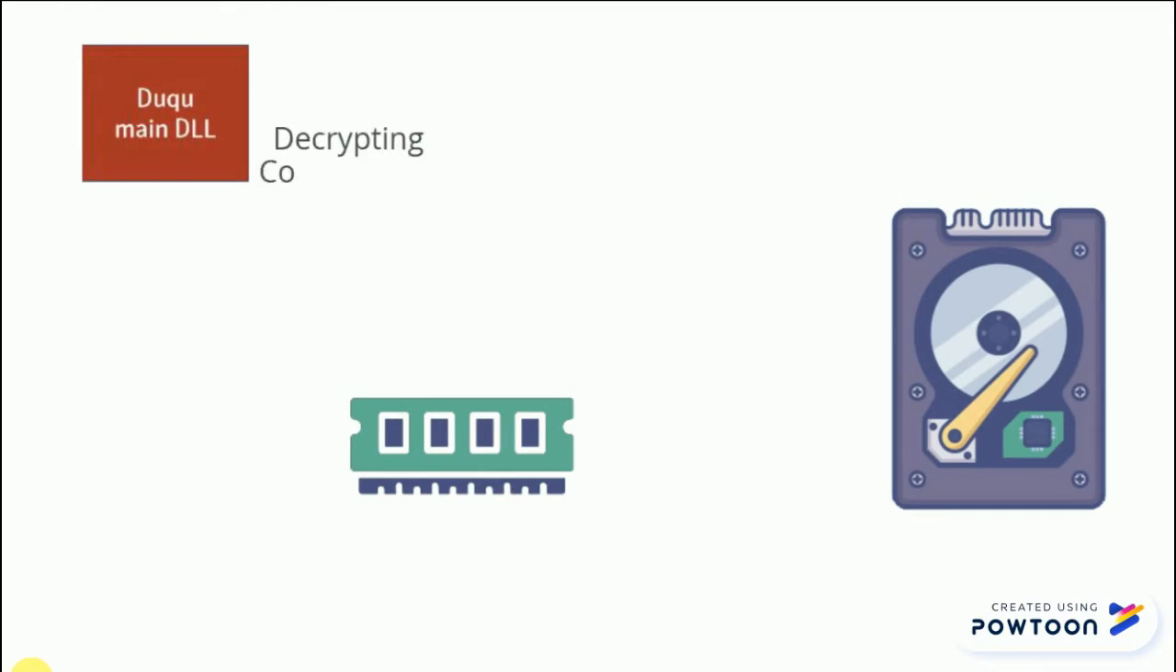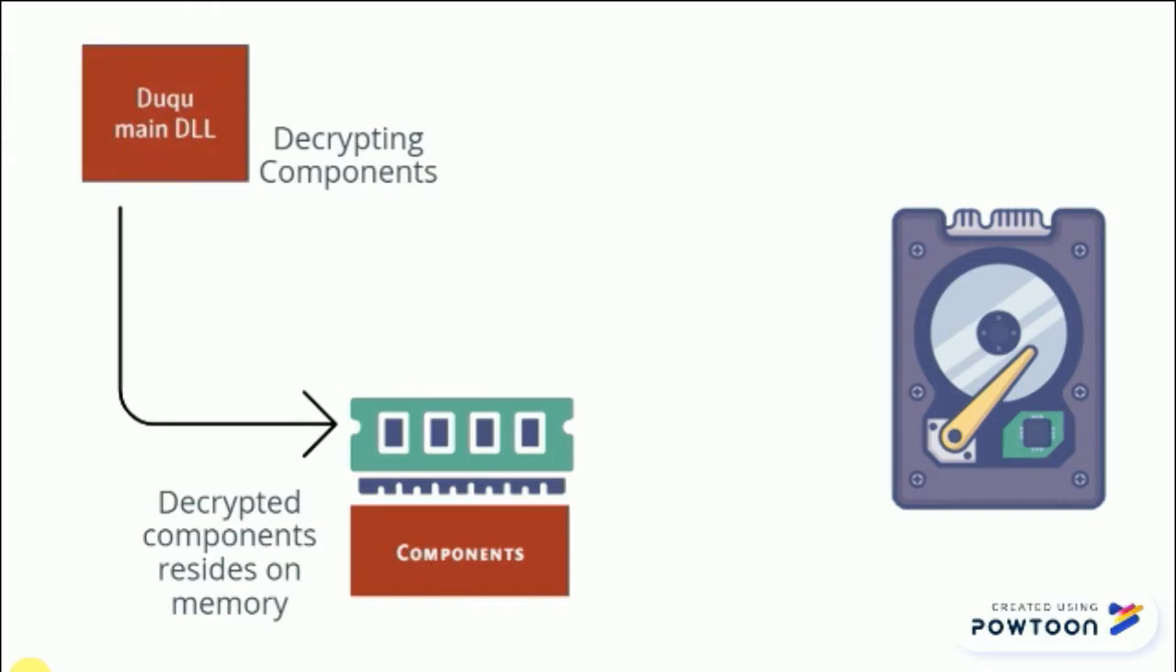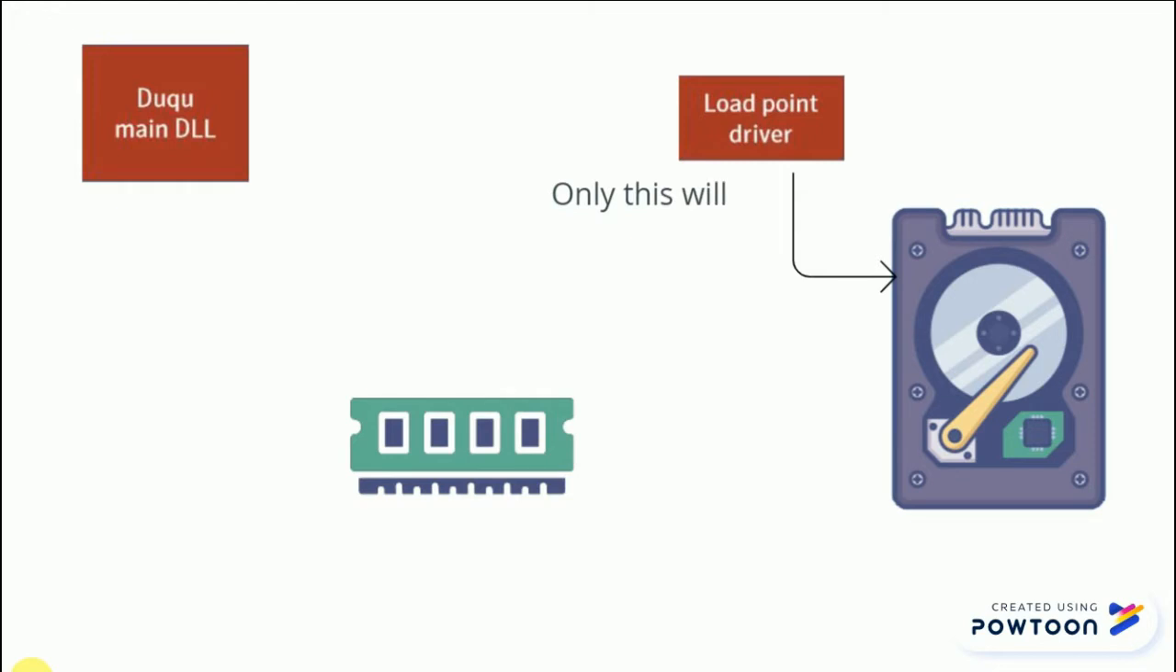When malware decrypts its components, the encrypted component is loaded into memory and decrypted by the main DLL, and the decrypted data remains in memory. It is not written back to the hard drive, so there is no decrypted component on the hard drive. Only one unencrypted file, the load point driver, is ever written to the disk during the entire process. Duqu was clearly designed to minimize detectable footprints left on the disk.